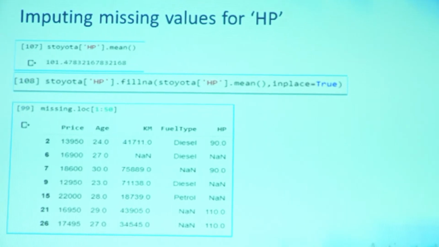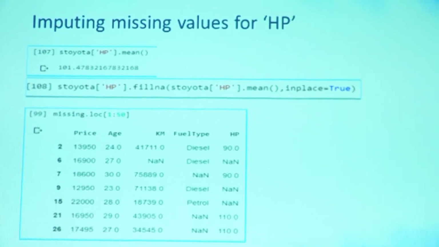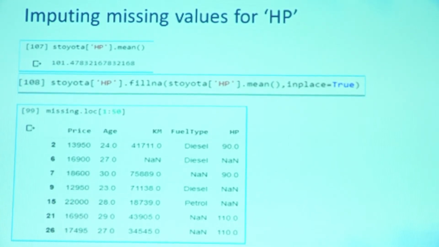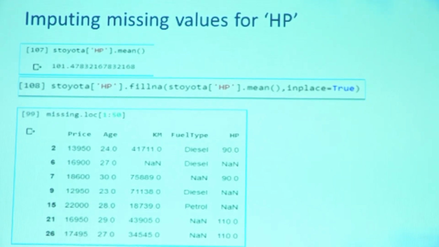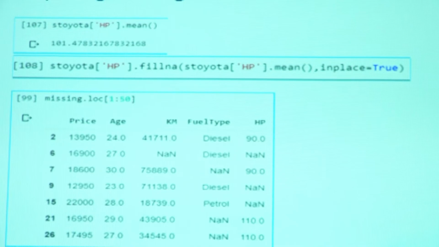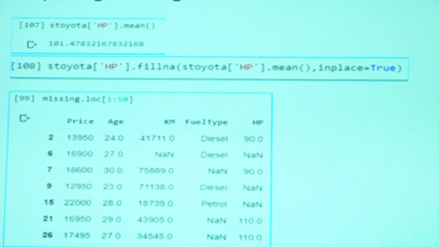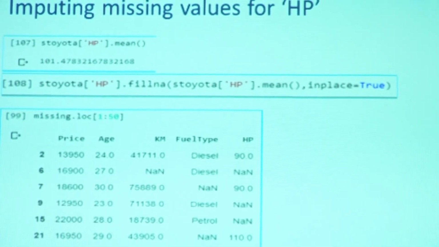Why did I choose mean, guys? Because there was not much difference between mean and median value in the describe method when I applied it. It means that it's a normal distribution. If it's a normal distribution, you have to replace your missing values with your mean value. For kilometer, it was almost 5,000 difference between mean and median. So definitely I had to take median there.